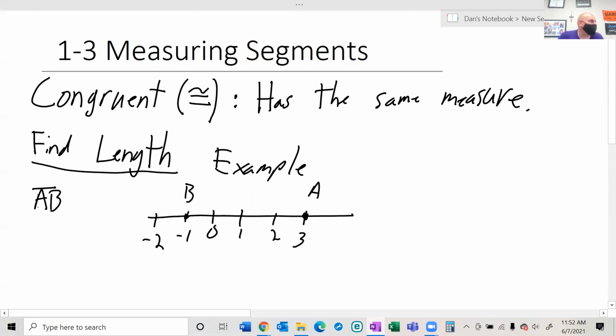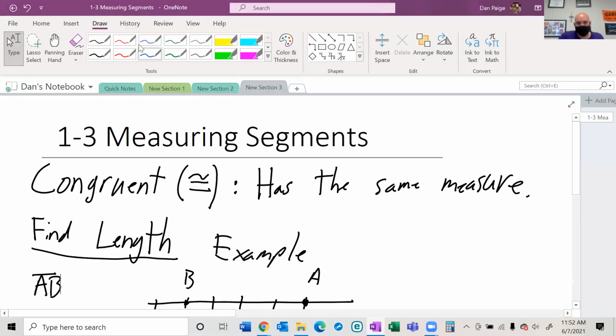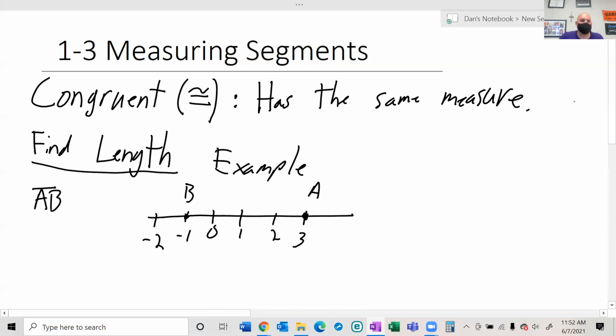Literally, you just count. Now, it seems pretty easy, and it is, but there are times that students will do this wrong. Well, first off, let's do it the right way. We'll just count. 1, 2, 3, 4. Right? We're just counting. So the length of this would be 4. If they give you a unit of measure, you would write the unit of measure. If they don't, you just put the number 4. So you'd say AB equals 4.